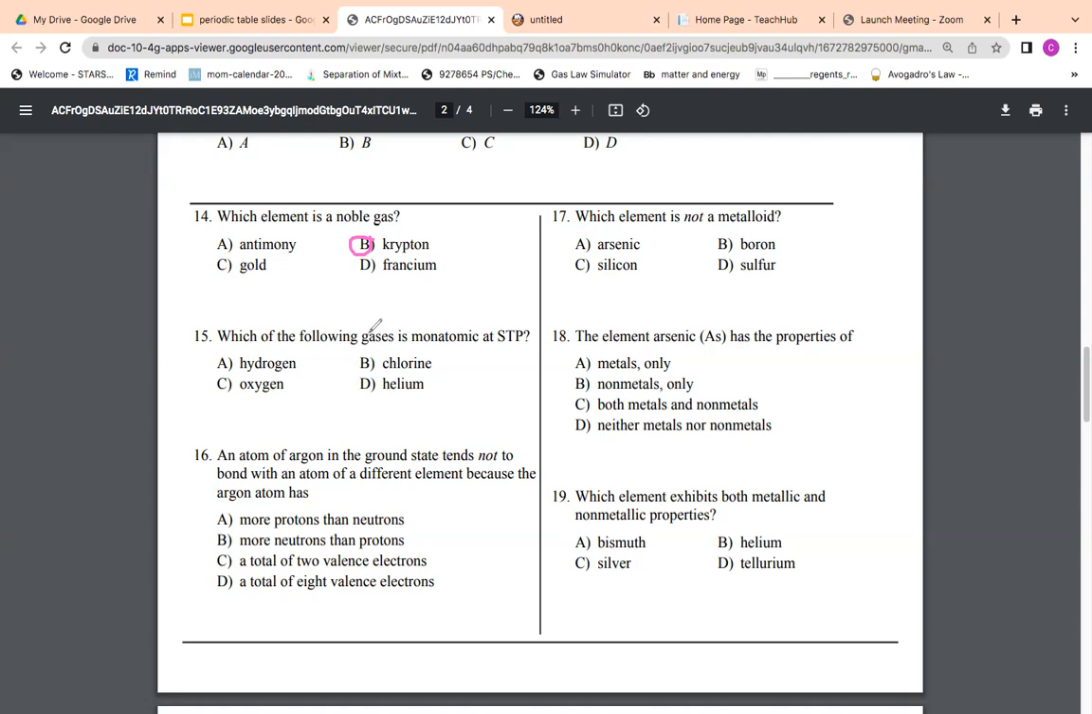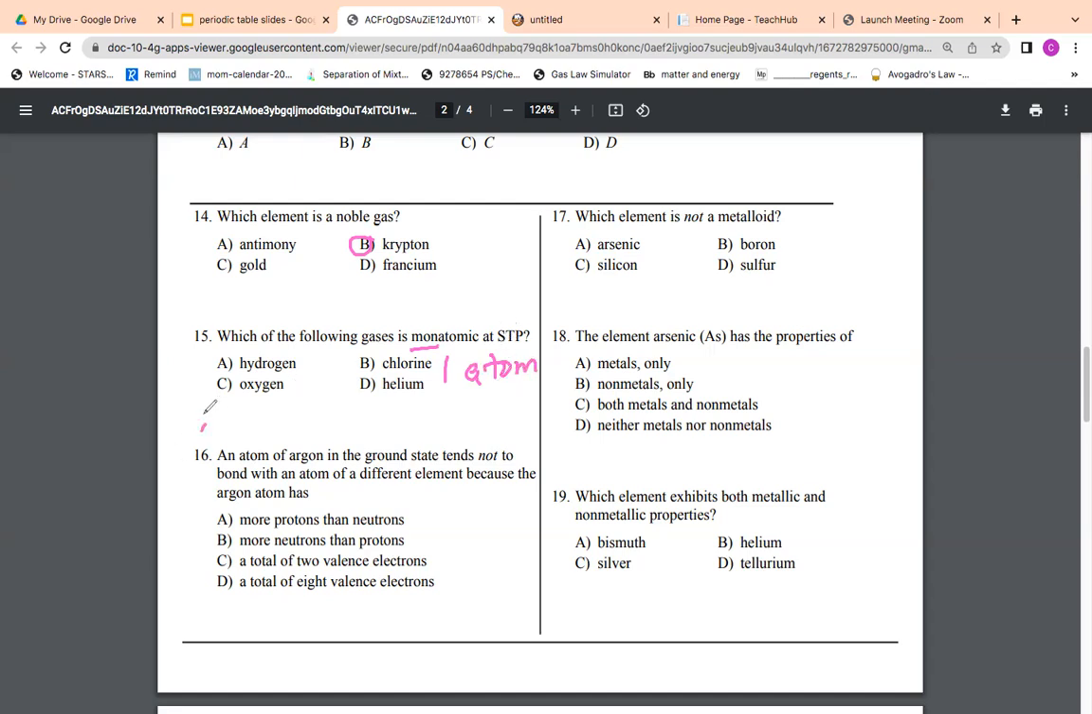Number 15, which of the following gases is monatomic at STP? Now, again, when you come to a word in chemistry and you don't know what it means, use your knowledge of the language. Mon is like mono. That means one. Atomic is atom. So they're saying which one of these exists as just one atom.